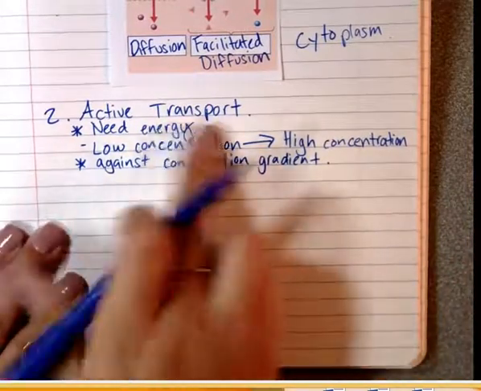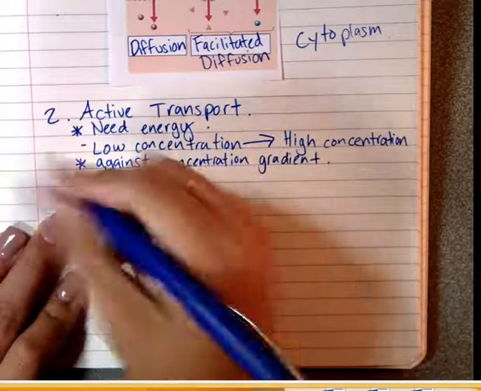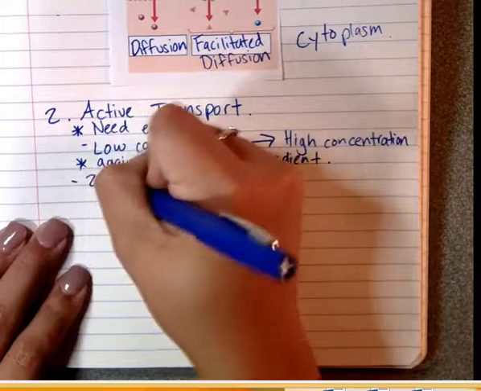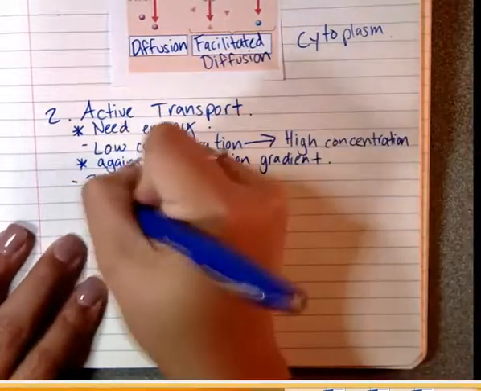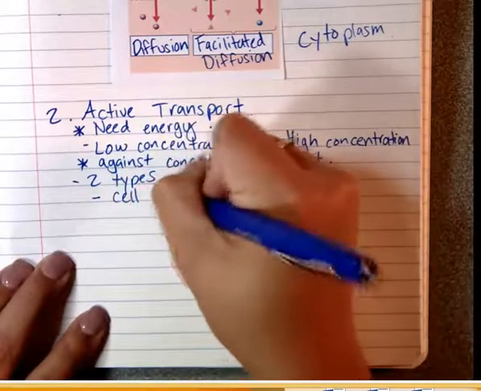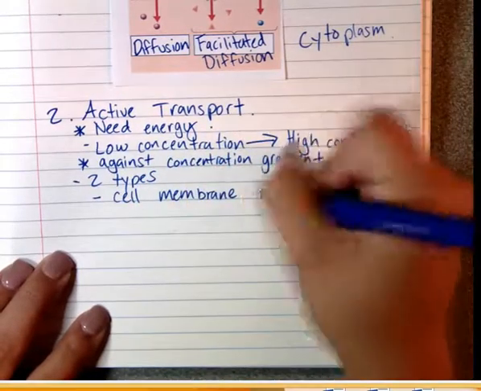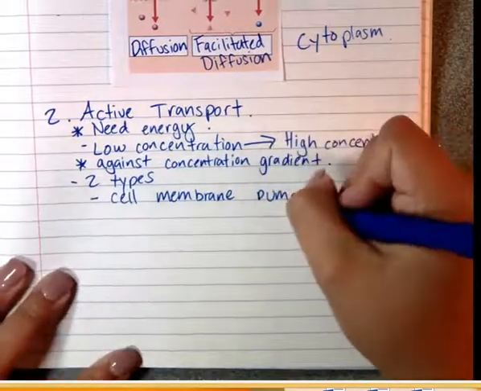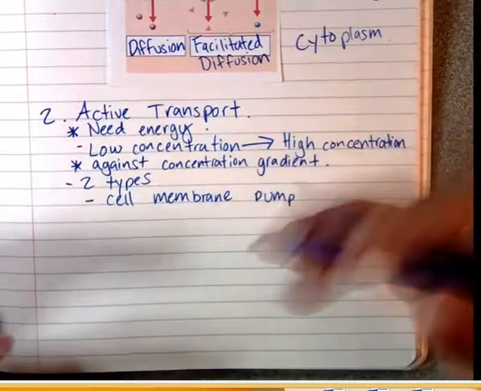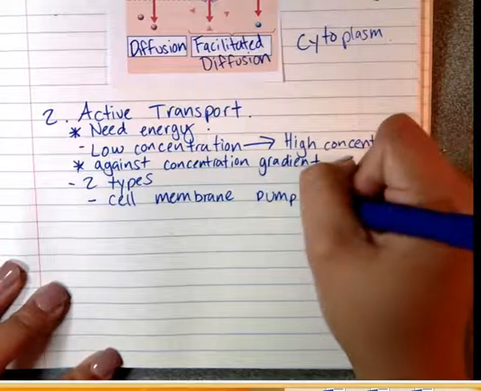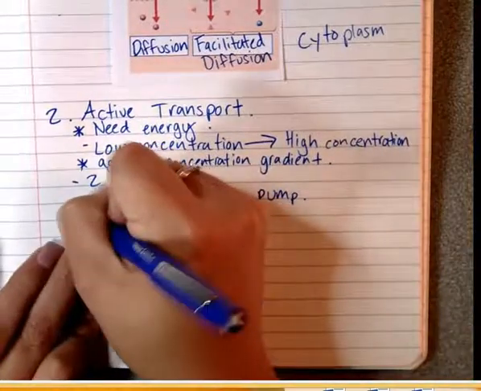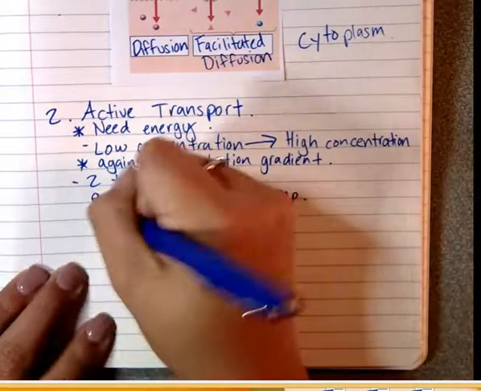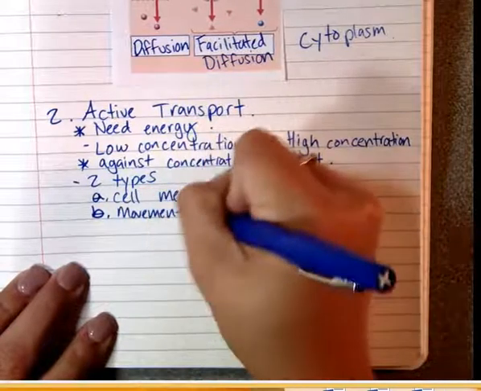All right, so under the second category of active transport, there are going to be two types of active transport. The first one is cell membrane pumps. You're going to have protein pumps embedded in the cell membrane that are pumping stuff into the cell or out of the cell against that concentration gradient. Then the second type, so this is type A and this would be type B, is going to be the movement of vesicles.